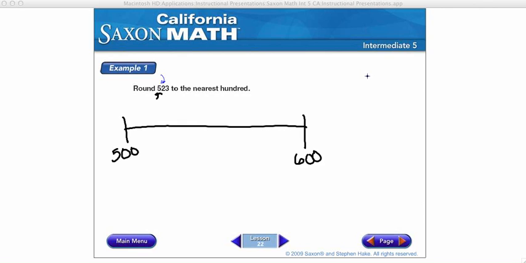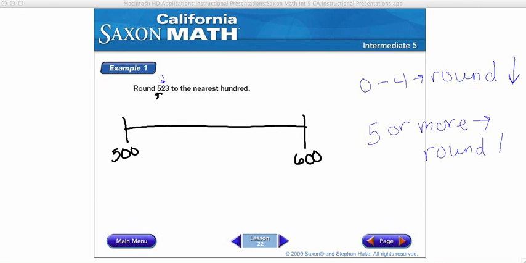If my number is between 0 and 4, I round down. If my number is 5 or more, I round up. Well, since I have a 2 in the tens place, it's between 0 and 4, so I'm going to round down to 500. If I was to estimate this, I would have 523 about here on the number line. I can see that that is much closer to 500 than 600.